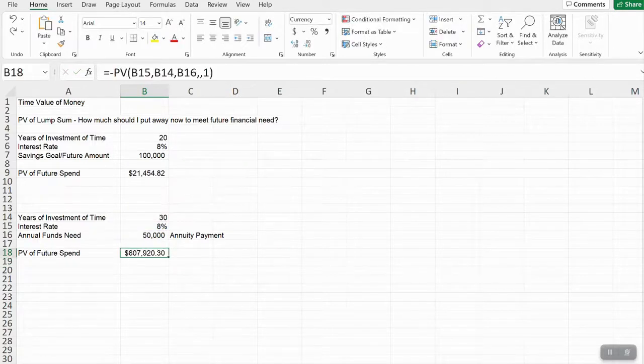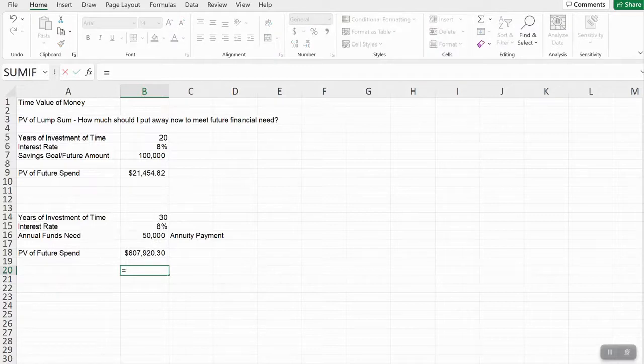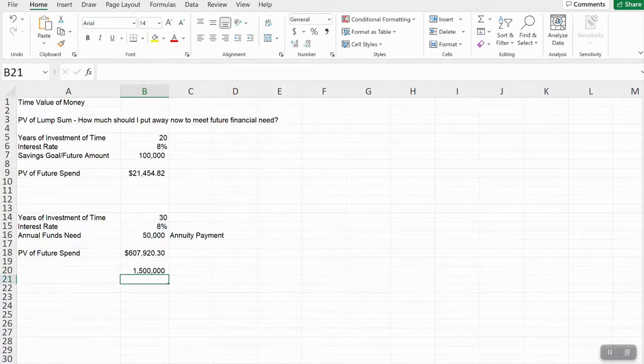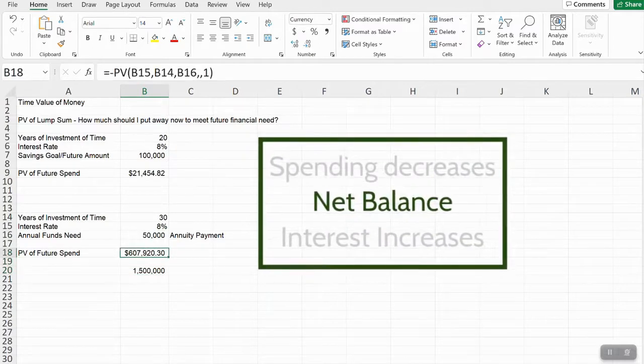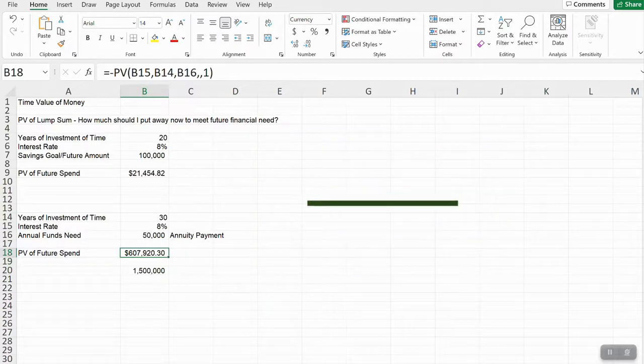Interesting is if you think about it, if I were to take $50,000 times 30 years, without doing this calculation, I would have thought I needed $1.5 million. And that is a very daunting number. So what's really happening here is that we start with 607. Every year, we're going to spend 50. And we would think that decrease would go down way faster than 30 years, knowing that 50 times 30 is 1.5. But we're also growing interest at 8%. And so our balance is growing as we're reducing it.